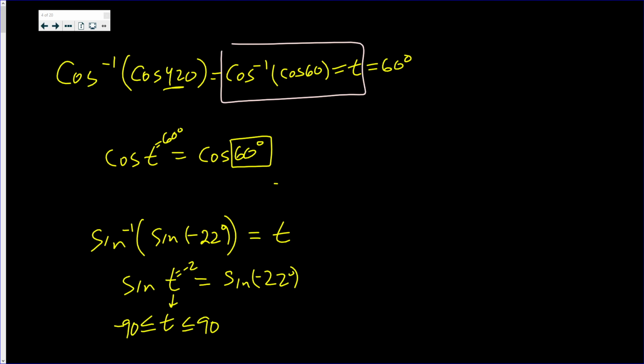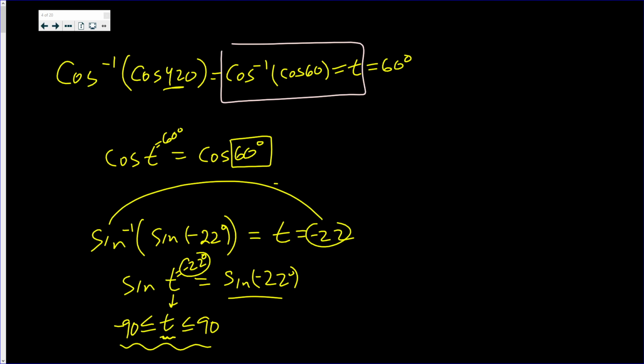Well, I know whether I'm in this interval or not. I know the sine of negative 22 degrees equals the sine of negative 22 degrees. But wait a minute, that is in between negative 90 and 90. So this is just negative 22. The sine of that angle equals the sine of negative 22 degrees, and this angle is in between negative 90 and 90.